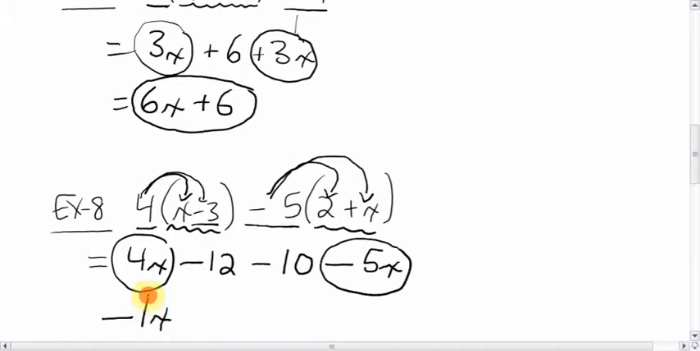Now, do you remember what you do with the ones? You don't have to put them in. You can put them in if you want, but the cooler way to show it is not to have the 1. Let's just call it negative x.